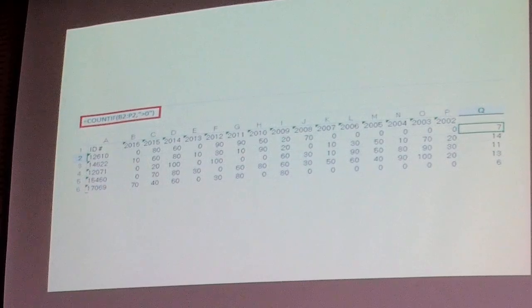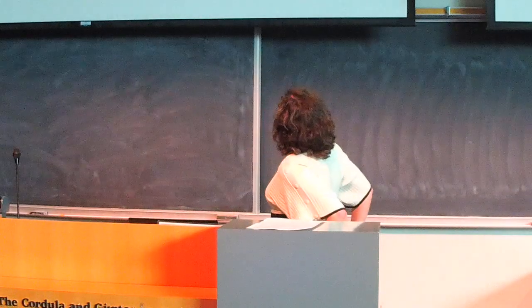At the very right in column Q, I counted how many years out of 15, for example, did they give. I didn't do a plain count, I did a count if. As long as the amount is greater than zero, I want to count it. So in that first row, this person gave 7 out of 15 years. The next person gave 14 out of 15, 11, 13, etc.